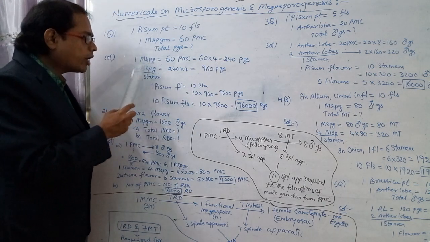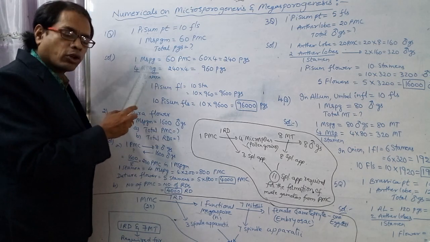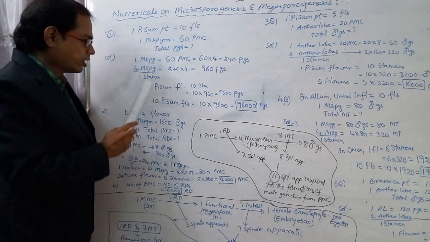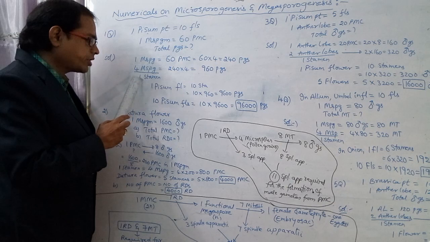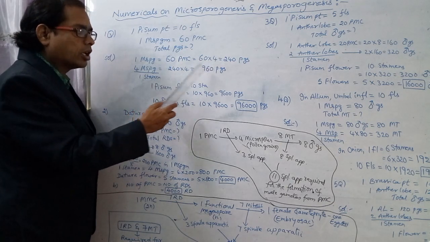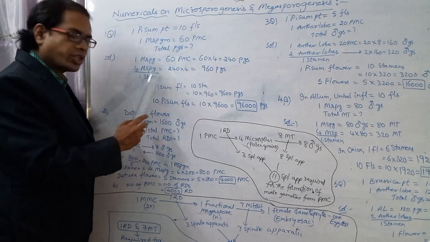So 4 microsporangium, that means 1 stamen. Why are we taking 4 microsporangium? This payasam is a dithecous stamen. So 4 microsporangium are present in 1 stamen, that is equal to 240 into 4, that is equal to 960 pollen grains. This will be for one stamen.